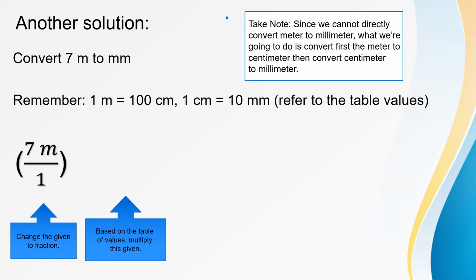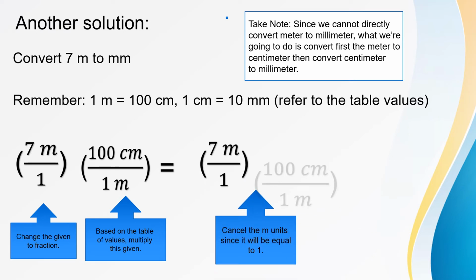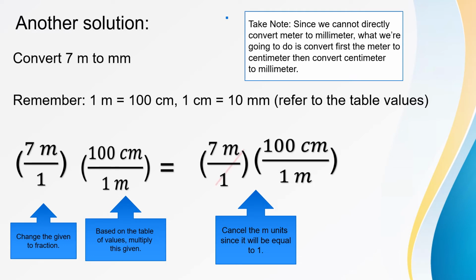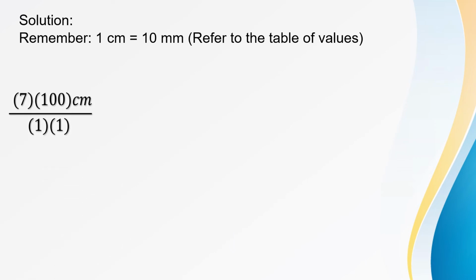Based on the table of values, 1 meter is equal to 100 centimeters. Multiply this given. Then, cancel the meter units since it will be equal to 1. Then, proceed to multiplication. Multiply 7 times 100 centimeters divided by 1 times 1 is equal to 700 centimeters divided by 1.